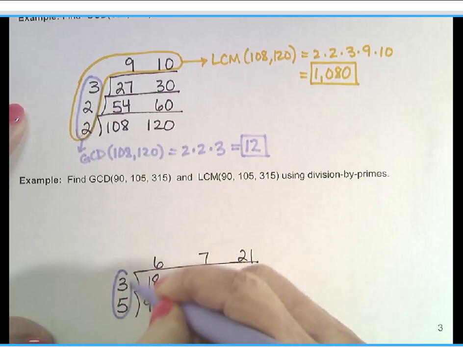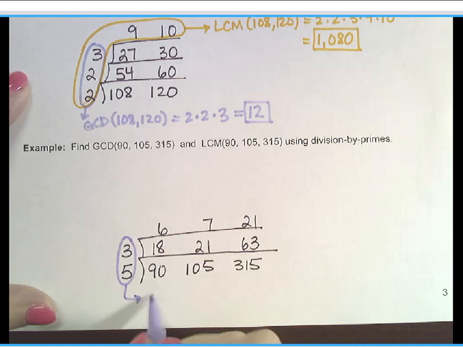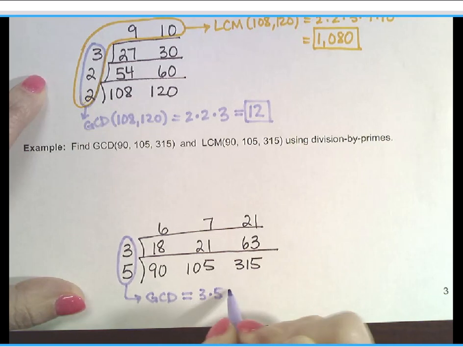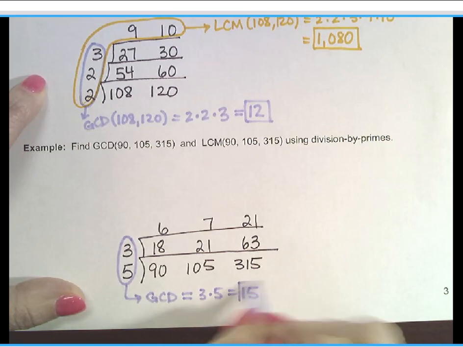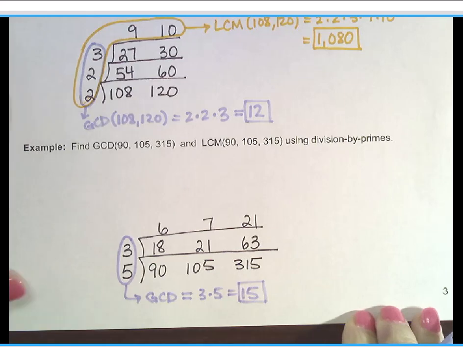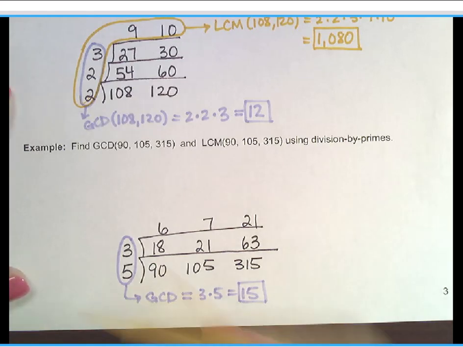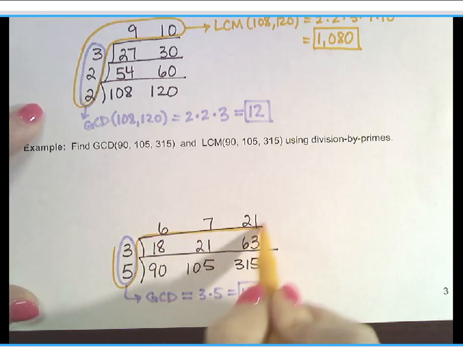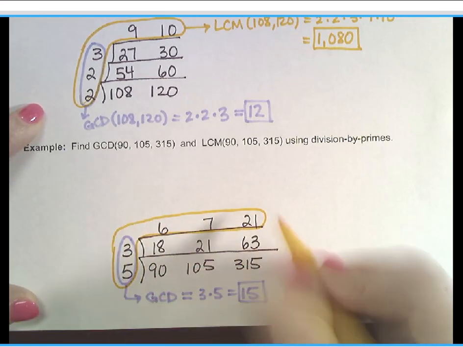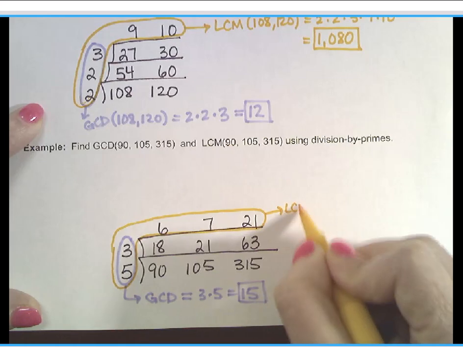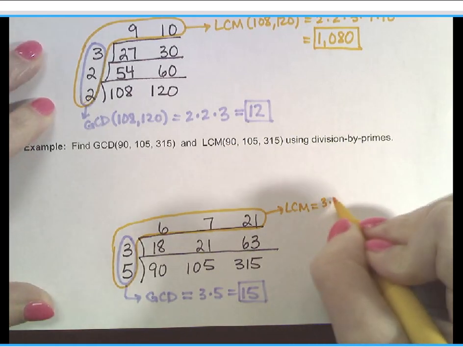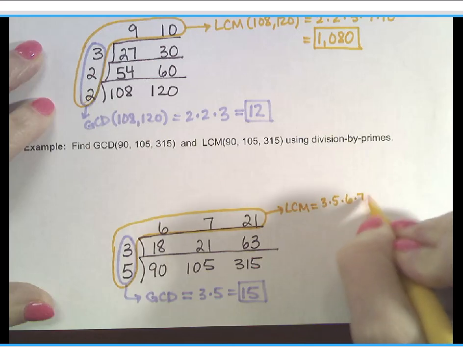This is your GCD. I'm not going to write out the 3 numbers again. It's just going to be 3 times 5, which is 15. So the GCD turns out to be 15. And then if you want the LCM, you got to loop and take everybody here. So like an L shape. So the LCM is going to be 3 times 5 times 6 times 7 times 21.